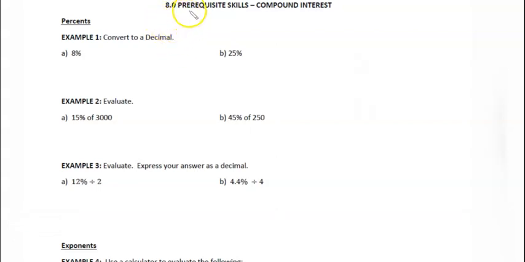Okay, 8.0 prerequisite skills: compound interest. So unit 8 is going to be based on compound interest. So we are going to talk about money. Okay, so here are some prerequisite skills that we're going to need.